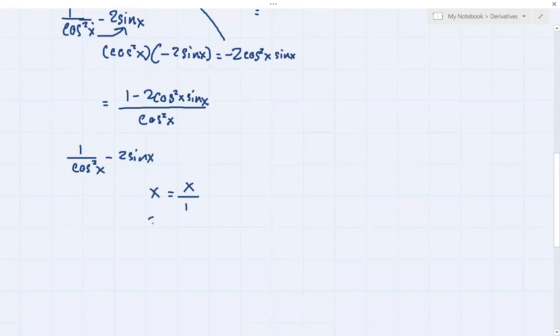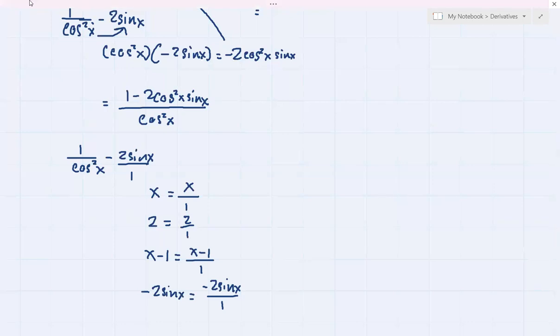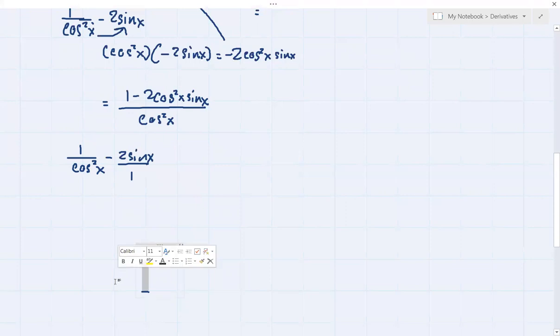Si number 2, pwede siya maging 2 all over 1. Si x minus 1, pwede siya maging x minus 1 all over 1. So that means, kapag meron tayong negative 2 sin x, pwede siya maging negative 2 sin x all over 1. Okay? So therefore, pwede siya magkaroon ng denominator ng 1. So now, we are going to use butterfly technique.